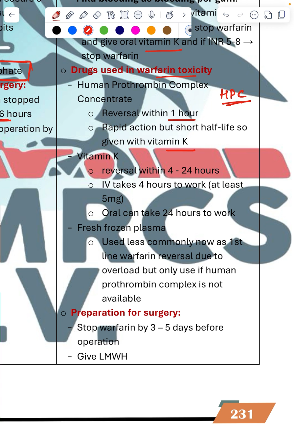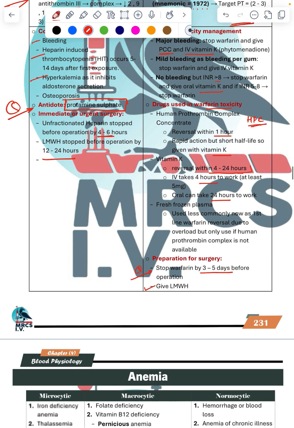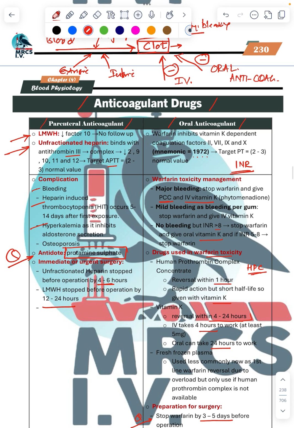If you want to take patient for emergency surgery within 4 to 24 hours, it should be stopped. IV takes 4 hours to work, oral takes 24 hours to work, fresh frozen plasma can be used. Preparation of surgery, this is the question. If you want to take patient for elective surgery, stop 2 to 5 days before, and you can start with low molecular heparin, and low molecular weight heparin can be stopped then 24 hours before.